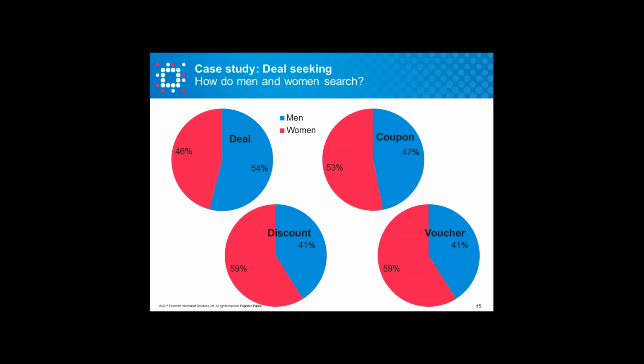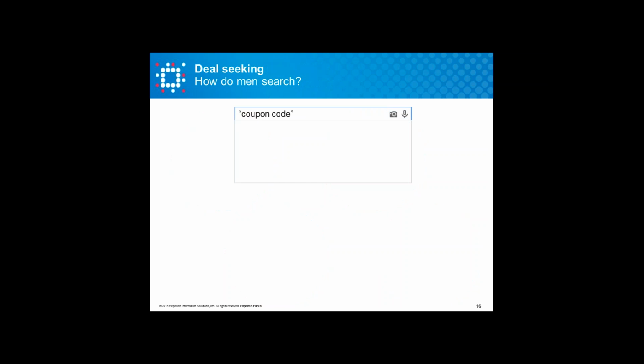So on the next slide, what we wanted to do is take a look at some of the specific search terms, go into more detail, and find out a little more specifically how men and women are seeking deals. Searches for coupon code, for instance, account for an 18% greater share of coupon-related searches made by men than by women. Interestingly, the same isn't true for discount code or voucher code. In fact, discount code searches are more commonly made by women, whereas coupon code searches are more commonly made by men.